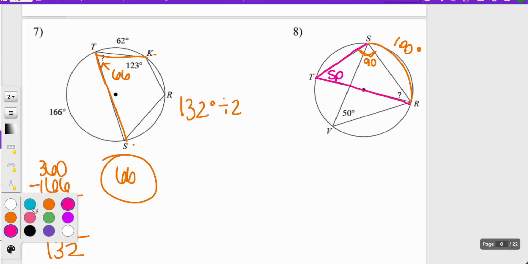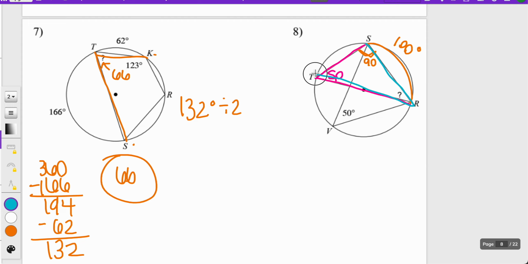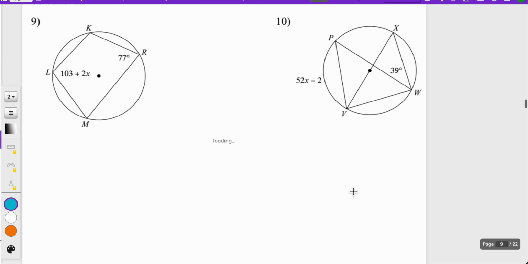So then when I think about my triangle all by itself, here in teal, 90, 50, and this missing piece would be 40 degrees. So that one we can use our theorem 10.12 to help us with. Okay, 2 more before we get into some tangents.